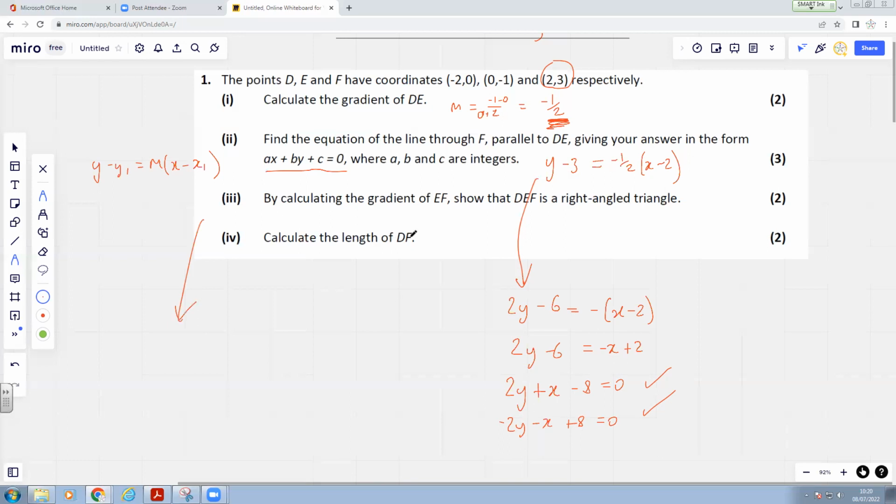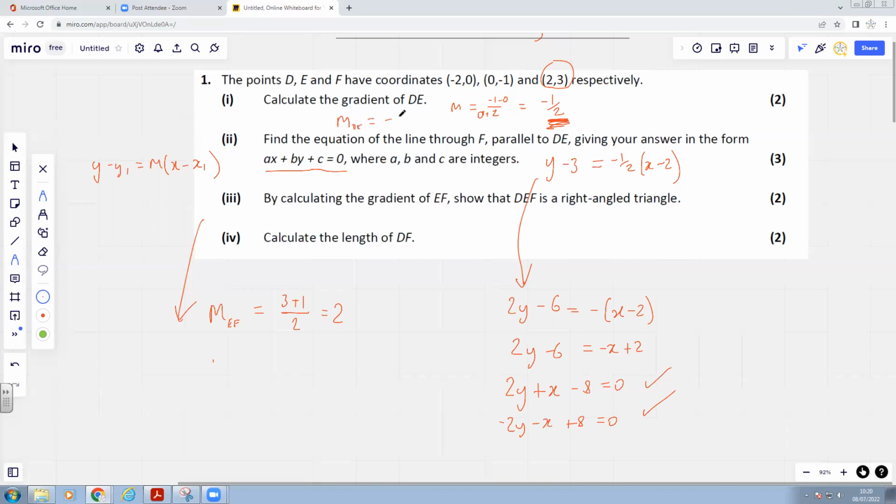Okay, by calculating the gradient of EF, show that DEF is a right angled triangle. So EF gradient, I'm going to write it like this, m little e f. EF's gradient is going to be, once again, change in y, so 3 minus minus 1, that becomes 3 plus 1, over 2 minus 0, so that's 2.